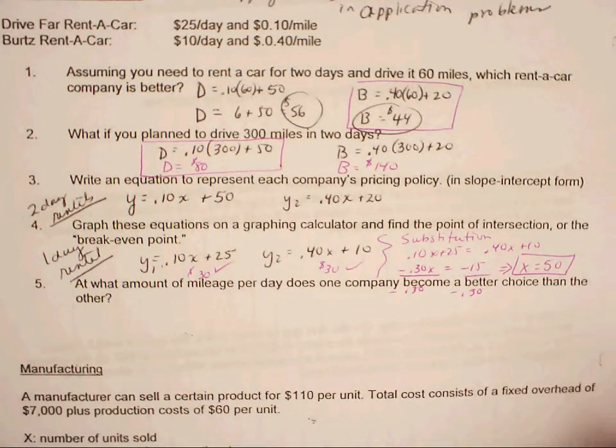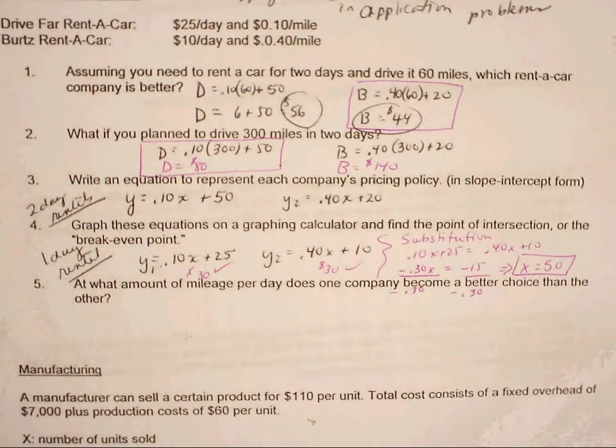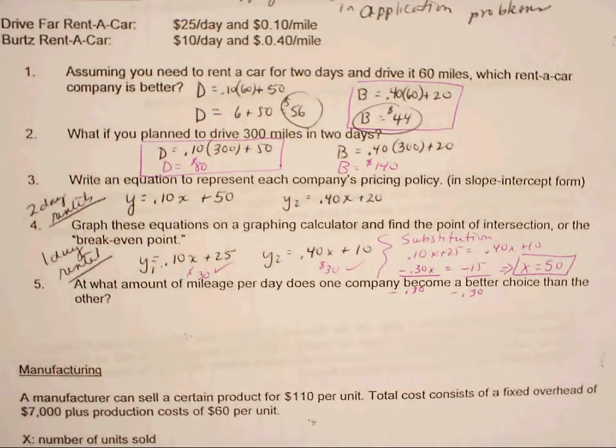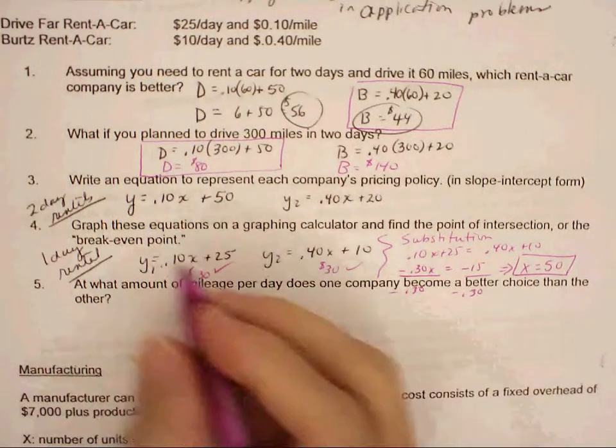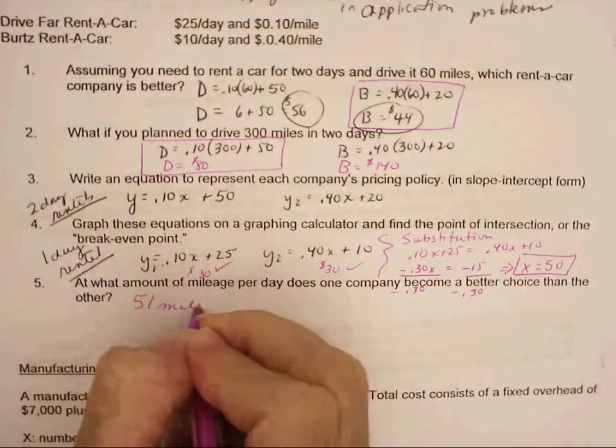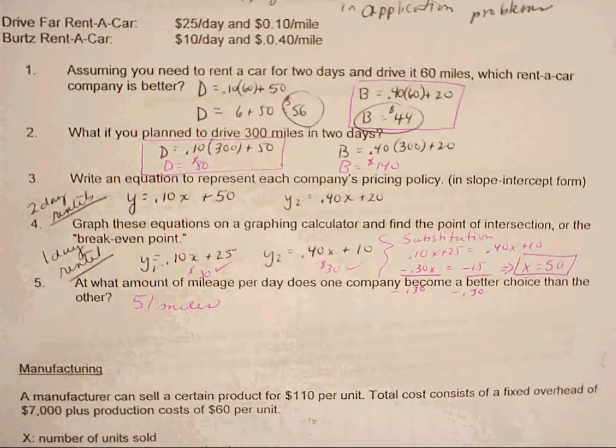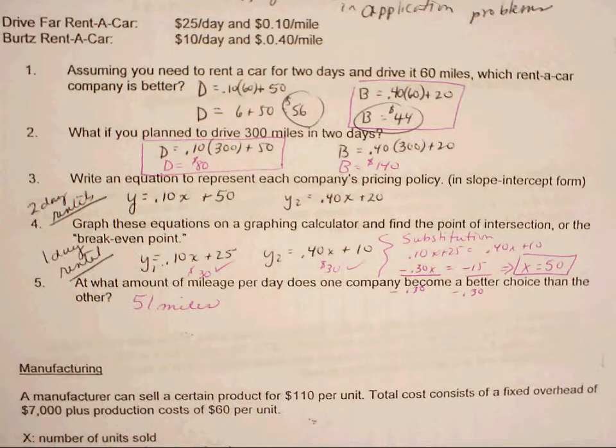Now, the application question is, at what amount of miles per day does one company become better than the other? If 50 makes them even, at what mileage does one company become better than the other? 51 miles, good. And most companies round to the nearest mile. So if you've gone past the 50 and it's 50.2, they would automatically make you pay for 51.